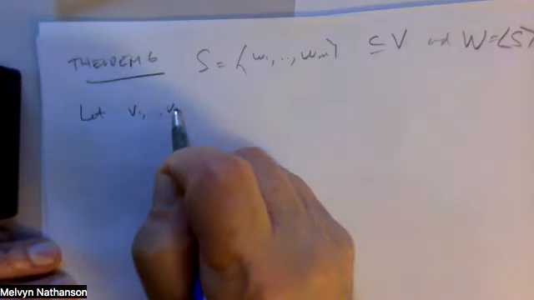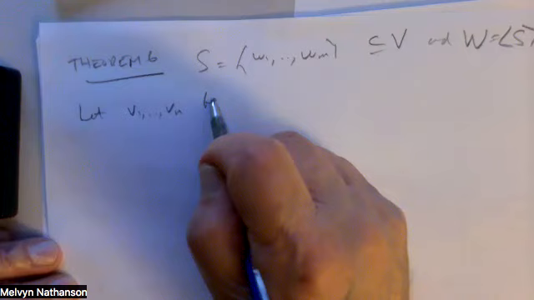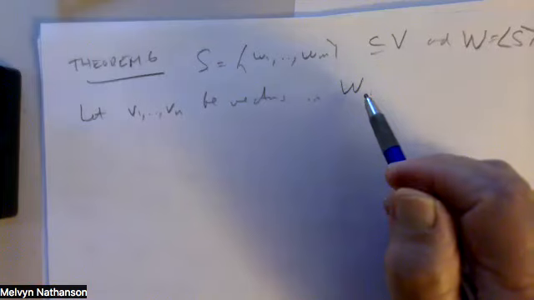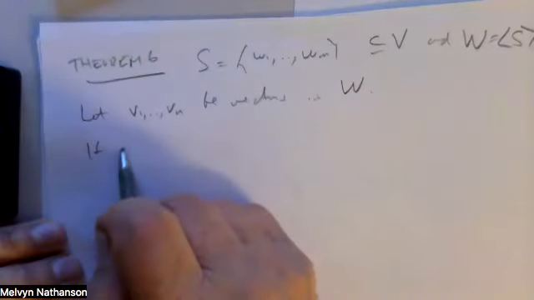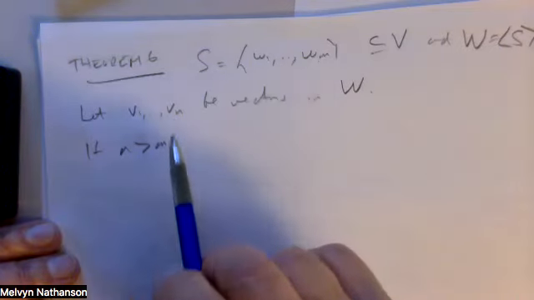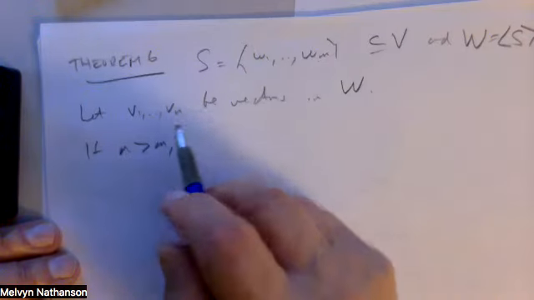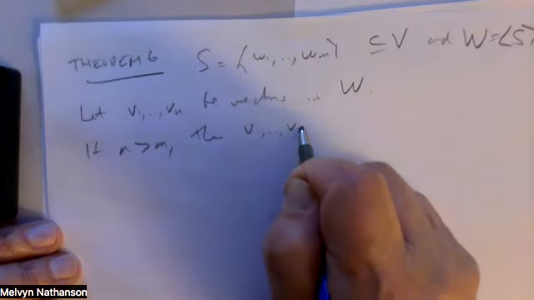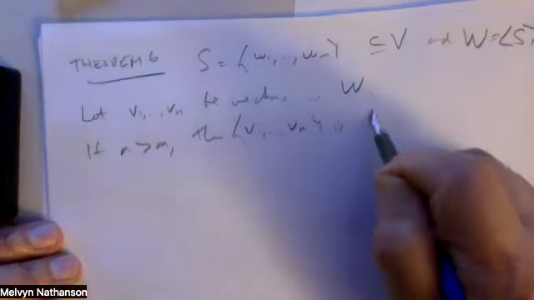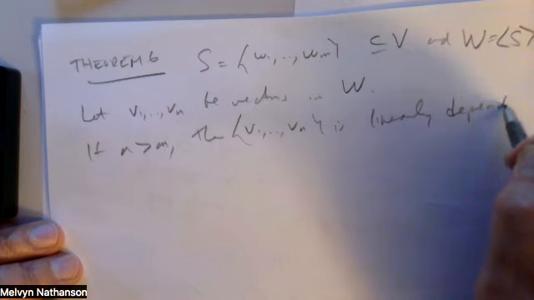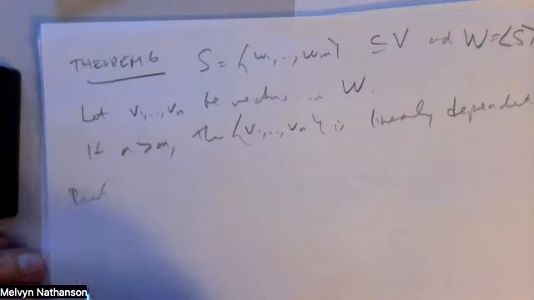Let v1 up to vn be vectors in W. If n is bigger than m, you have m vectors that generate the subspace and n other vectors in the subspace. If n is bigger than m, then the sequence of vectors v1 up to vn is linearly dependent. And the proof goes as follows.